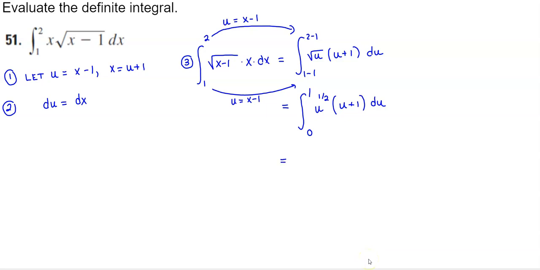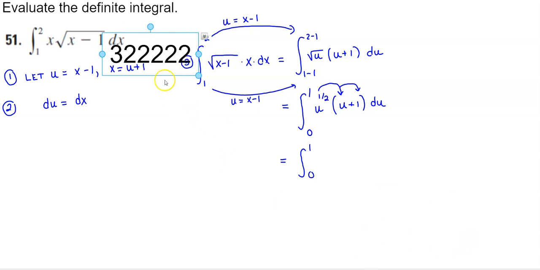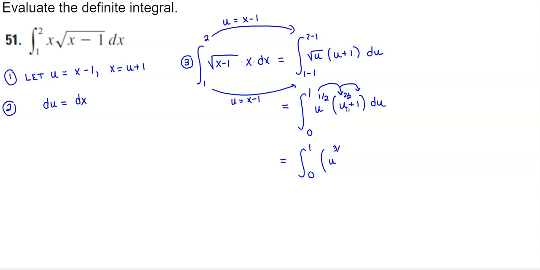Now what we're going to do is distribute before we take the antiderivative. We're going to distribute the u to the 1/2 to both of those two terms. When you multiply by the same base, you add your exponents. This exponent is 1, which is the same thing as 2 over 2. So u to the 1/2 times u to the 2/2, adding those exponents, we get u to the 3 over 2, plus u to the 1/2 times 1 is u to the 1/2, and that's times du.